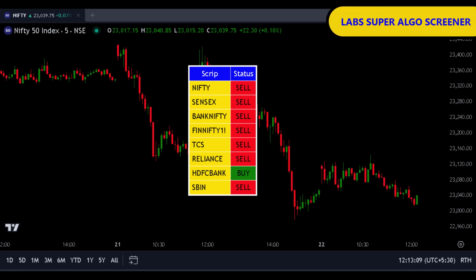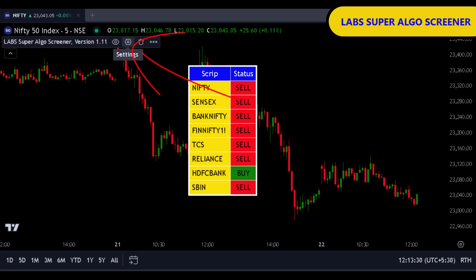So we have placed our screener on the chart. Just by looking at this screener we can know that, according to the Labs Super Algo indicator, which scripts have the buy signal and which scripts have the sell signal. Now, let's take a look at the input panel of this screener. For that, click this settings icon.